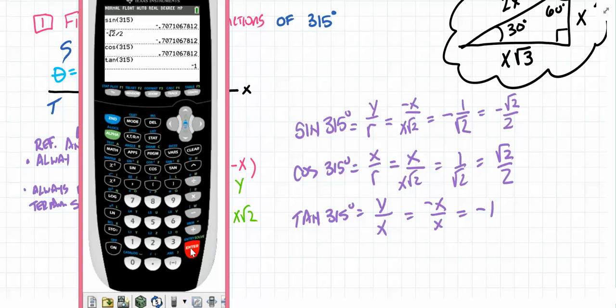And of course, we get the negative 1. All right? So we can kind of verify what we're doing as we do it. And I hope you now understand why some values are negative and some values are positive. It's all based on the angle that we're in.